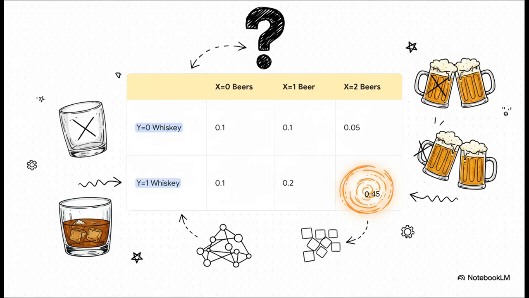Now, this table is officially called a joint probability mass function, but really, just think of it as a map of all the possibilities. Each little box tells you the chance of two things happening at the same time. So for instance, what's the probability that someone has exactly 2 beers, that's our X, and 1 whiskey, that's our Y? Well, you just find where they meet, and boom, 0.45, or a 45% chance.